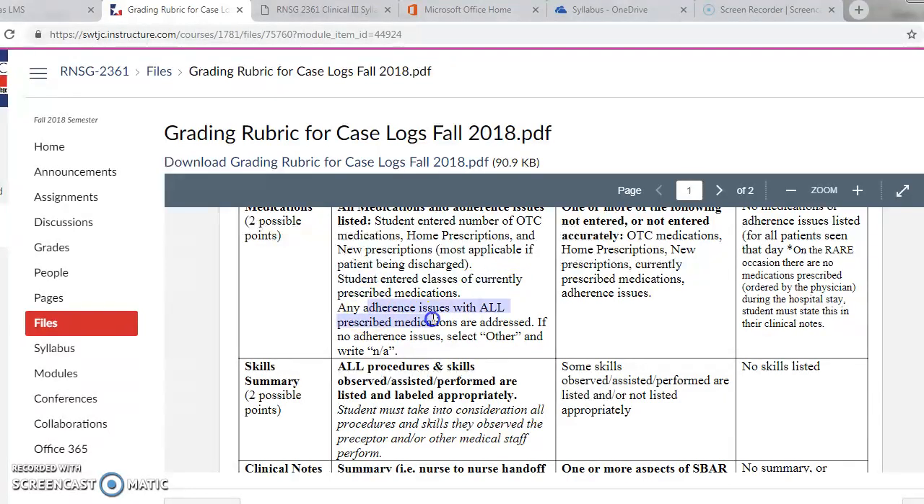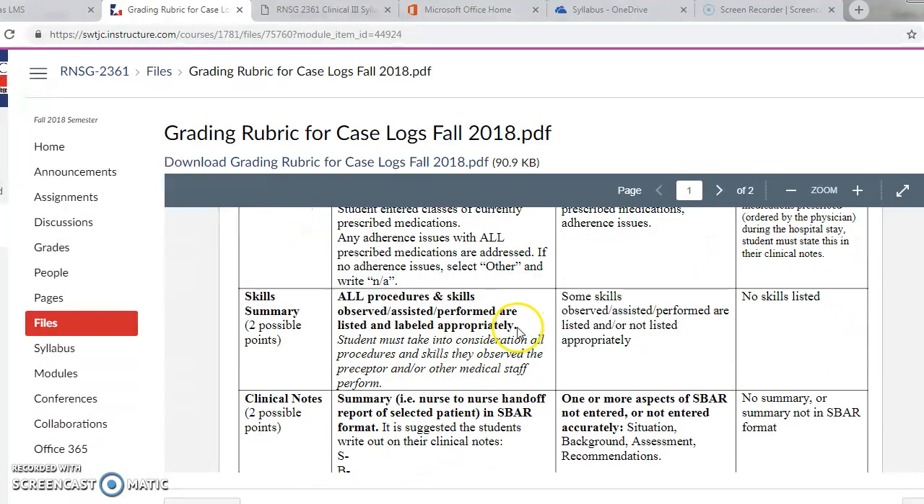Adherence issues with medications include if a patient is not taking a medication correctly, or has beliefs or doubts like they're going to get addicted to medications. Any of those, you need to select the correct adherence issue. I have yet to meet a patient in my practice that did not have any adherence issues, but if you run across one, you select other and write not applicable.